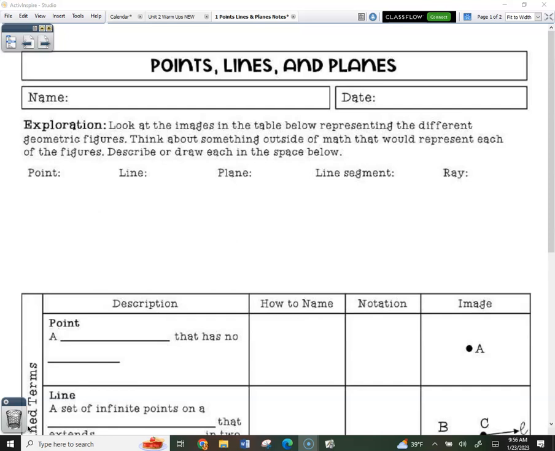It's not that I just wake up one day and think, oh, I want to teach points, lines, and planes today. That's not how it works. The state gives us a list of what we need to teach, and then we try to organize it in the way that is best suitable for you.